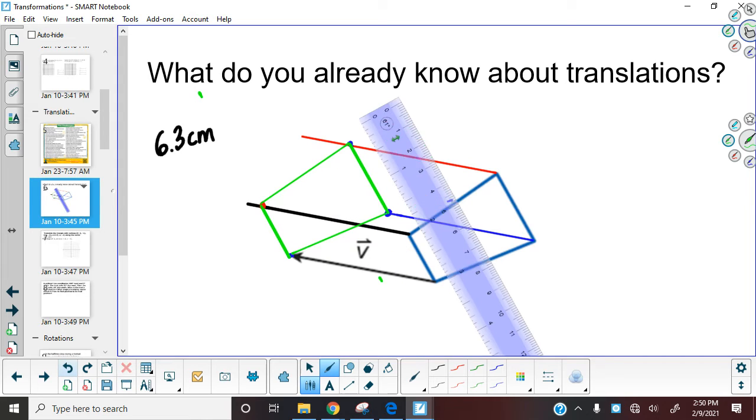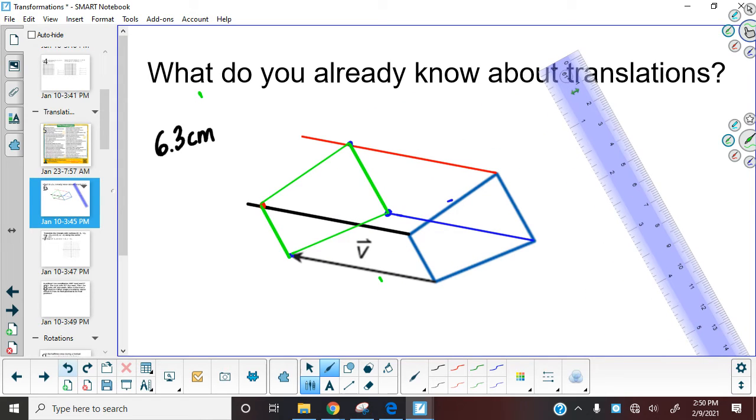And so now my figure that I ended with there in green is congruent to the figure in blue. Therefore, we know it's an isometry. So again, recapping: parallel lines as my guidelines. Each of my new points are 6.3 from my original. It's not always going to be 6.3. It's just that was the length of the vector in this case.